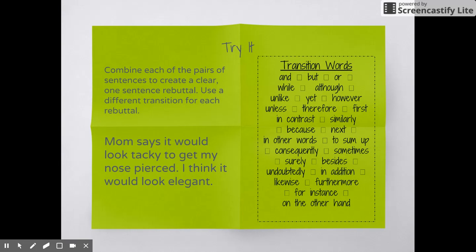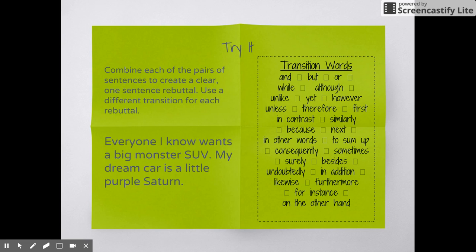One more. Mom says it would look tacky to get my nose pierced. I think it would look elegant. Combine those 2 sentences with a transition word. Just kidding, one more. Everyone I know wants a big monster SUV. My dream car is a little purple Saturn. How could you combine those sentences with a transition word? Remember, transition words can go at the beginning of a sentence or in between.